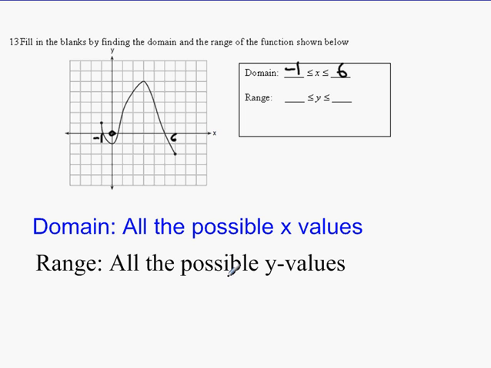The range, that's all the possible y values. So here's the smallest possible y value. That's -2. So the range could be anything from -2, and then this is the highest possible y value right over here, and that's 1, 2, 3, 4, 5 on the y-axis. So the range could be anything from -2 up to 5.